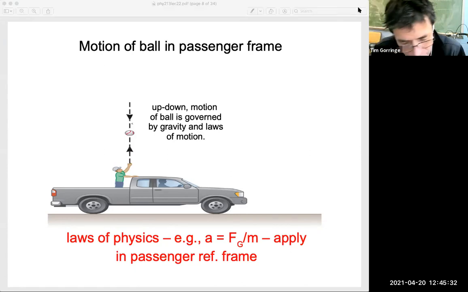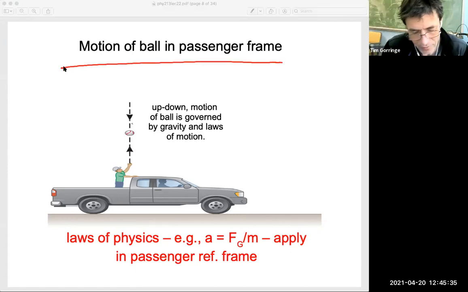So in this slide, take a look at this. This is something from 211. Here I am in the back of the truck, and I throw a ball into the air. It goes straight up into the air, and then it falls straight back down. I catch it. So this is a sketch of the motion of a ball, importantly from the perspective of a passenger in the truck, where the ball goes straight up and comes straight down.